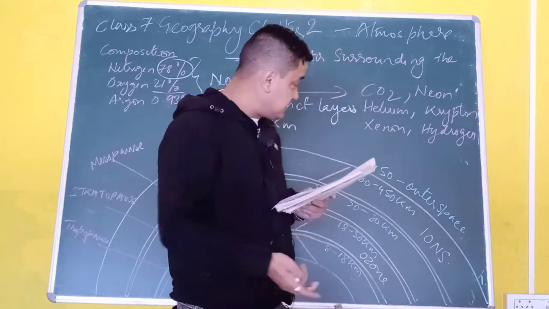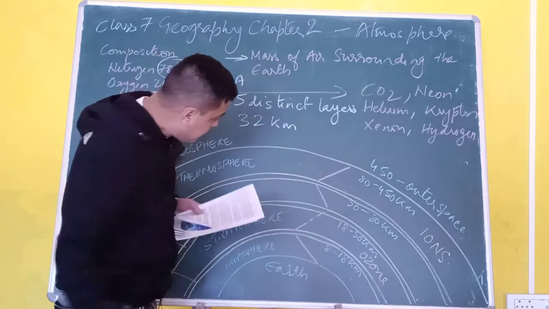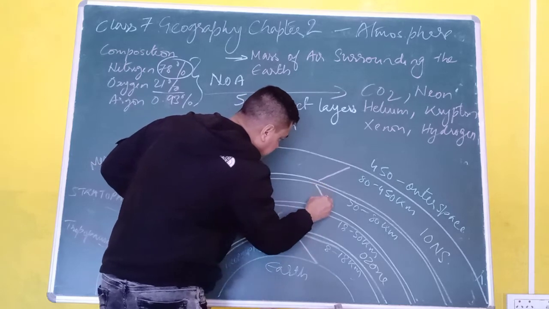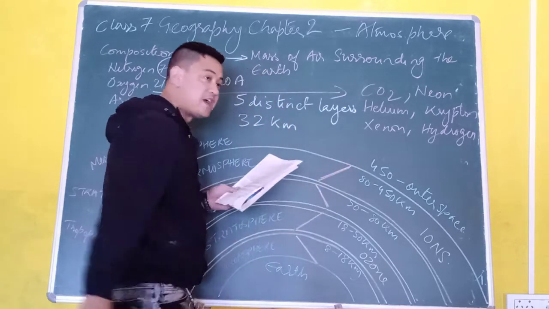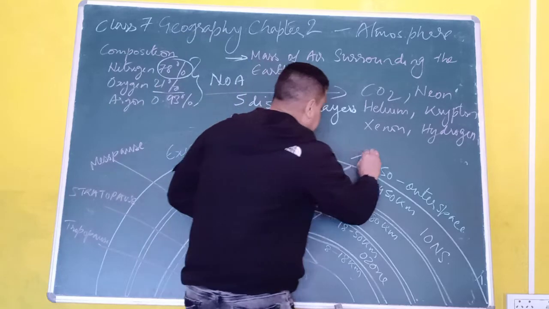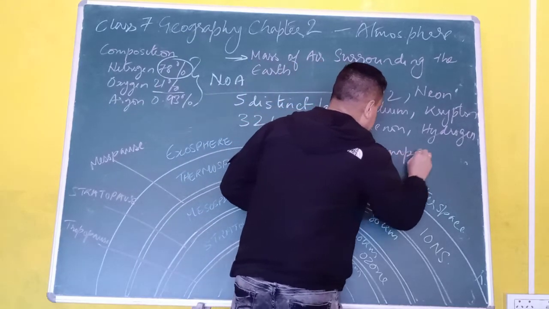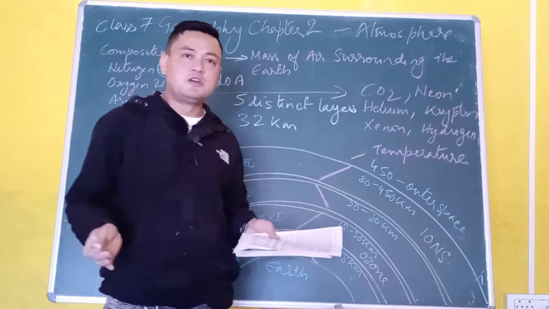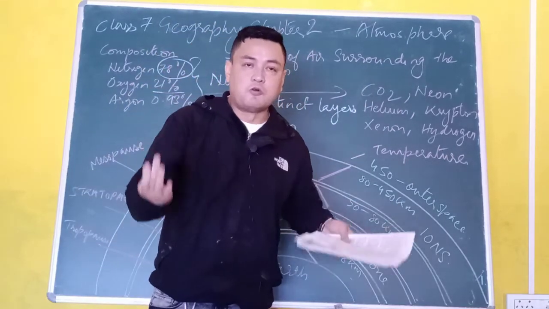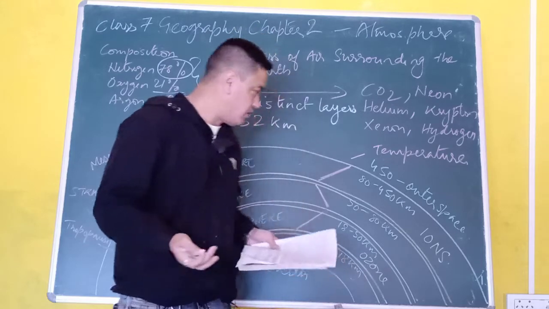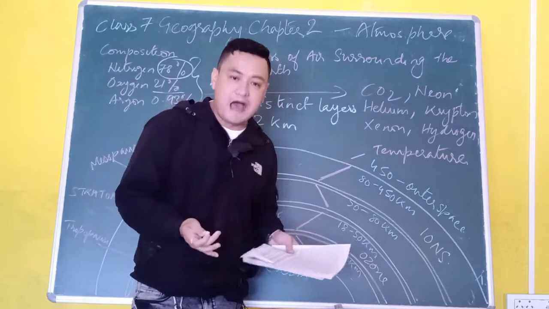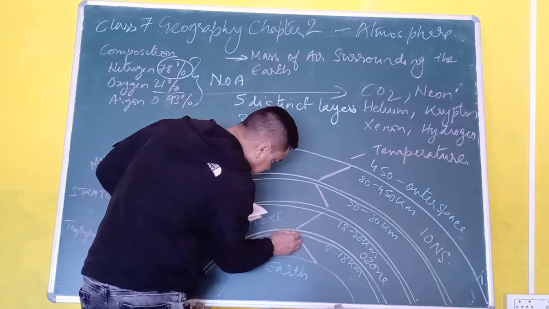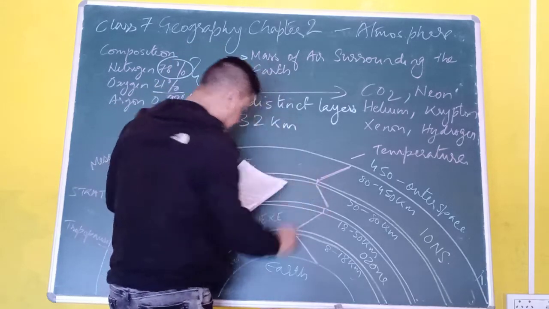Now, if you look at this diagram, I have drawn the temperature also, which I have represented by a red line. Temperature means degree of hotness or coolness in the air, or degree of hotness or coldness in the atmosphere is known as temperature. I have shown you temperature here.